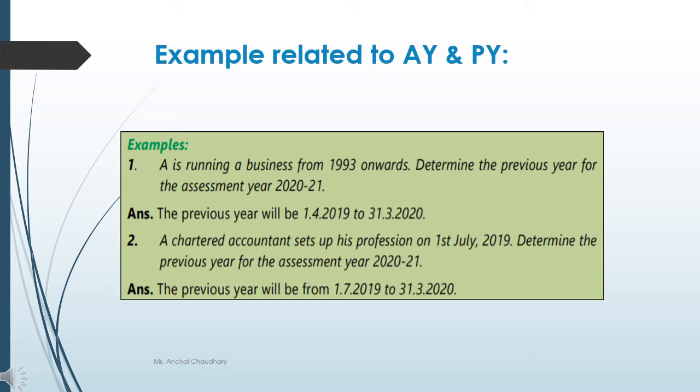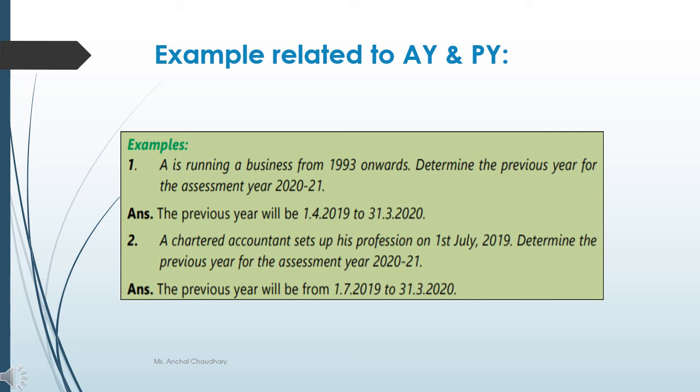So students, we have covered your assessment and previous year as a theory portion till now. So let's understand it with the help of an example related to the assessment and previous year. Example number 1. A is running a business from 1993 onwards. Determine the previous year for the assessment year 2020-21.